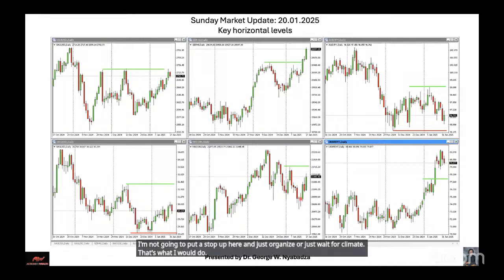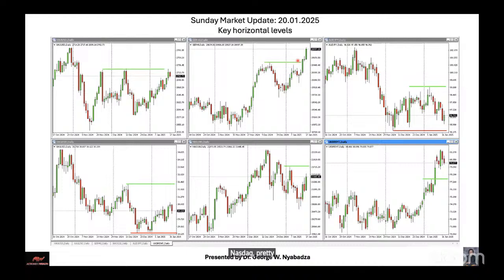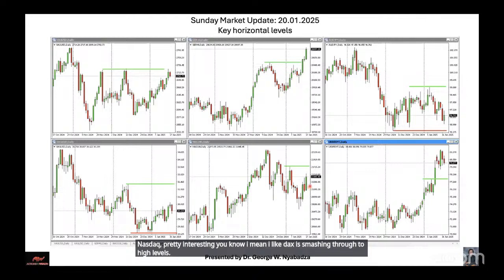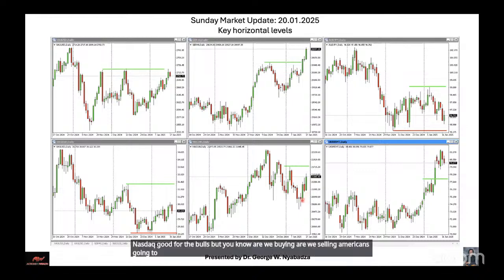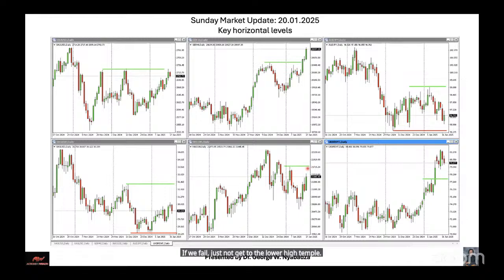Nasdaq, pretty interesting. DAX is smashing through to high levels. Nasdaq, good for the bulls, but are we buying? Are we selling? Americans have got to make up their minds, right? Give us clarity so we can decide what to do. I would wait until we get to this level, see if we're going to test above that, or if we fail, we just get a low high double top, which should be fantastic.